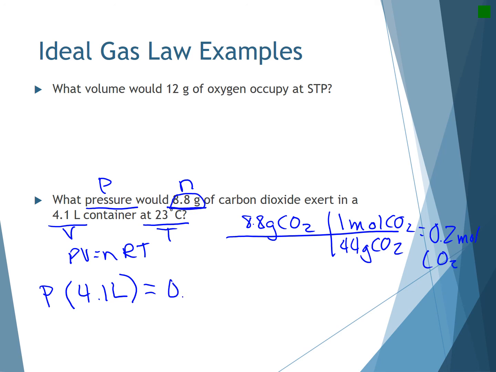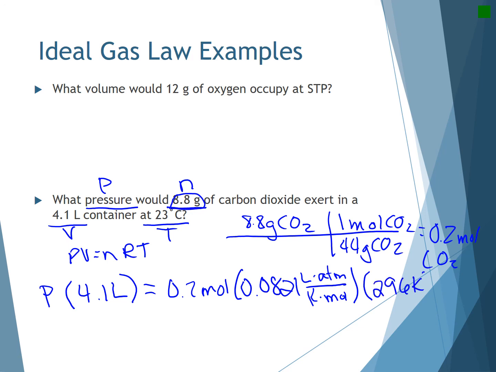All right, so then that's going to be 0.2 moles times my R. I can choose whichever R I want. I just have to make sure that my pressure unit matches whatever R I choose. I'm going to choose the 0.0821, and then that would be liters times ATM over Kelvin moles. And then it says it was 23 degrees Celsius, so I'm going to add 273 to that. So I got 296 Kelvin. I'm going to solve this, and I get my pressure is equal to 1.185 ATM. Rounded to 2 sig figs, it would be 1.2 ATM.